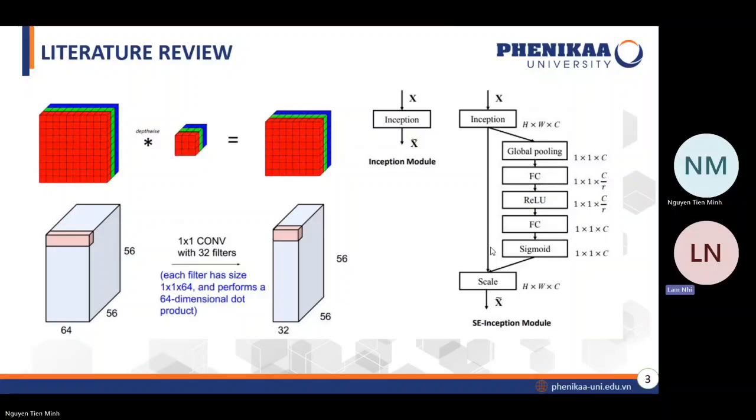SE Inception combines the Inception module with a squeeze and excitation (SE) block. Inception extracts multi-scale features with 1 by 1, 3 by 3, 5 by 5 convolutions plus pooling in parallel, then concatenated. The SE block applies channel attention. Squeeze uses global average pooling to summarize each channel. Excitation uses fully connected layers to learn channel weights, then scales and reweights the feature map by importance.